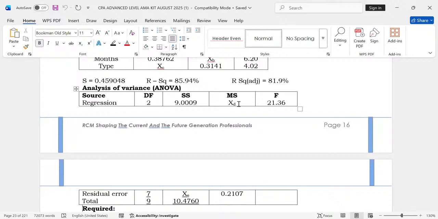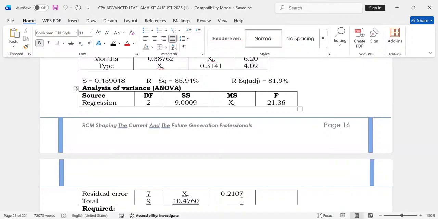And then we have the residual, which we are also calling unexplained. And our unexplained figure, in this particular case, the residual error, you can see it is 0.2107. Thank you so much.